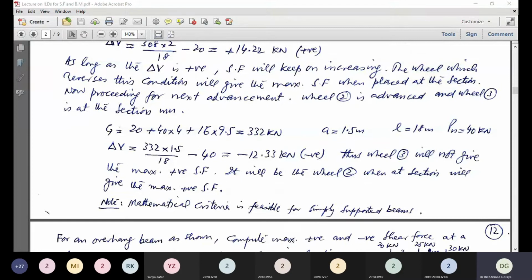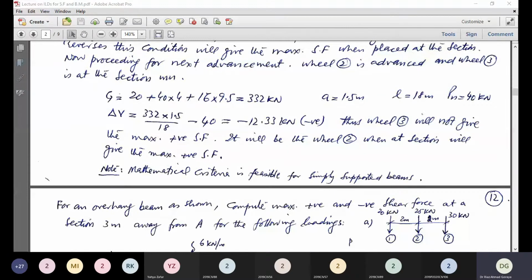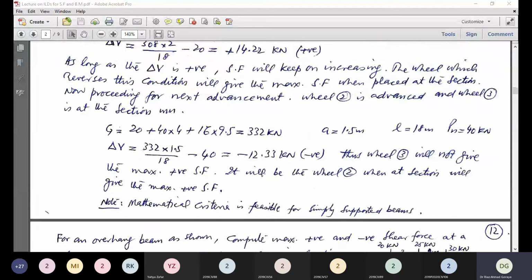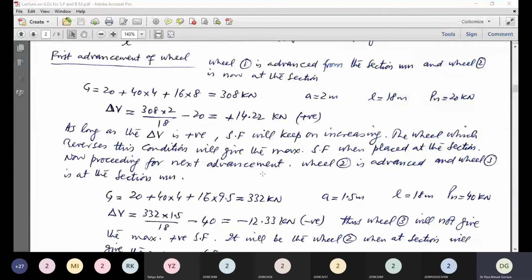It will be wheel 2, when at the section, that will give the maximum positive shear force, which we have also computed, because with wheel 2 passing, this condition has reversed. So the mathematical criteria is for simply supported beams. Do you have any confusion in this?